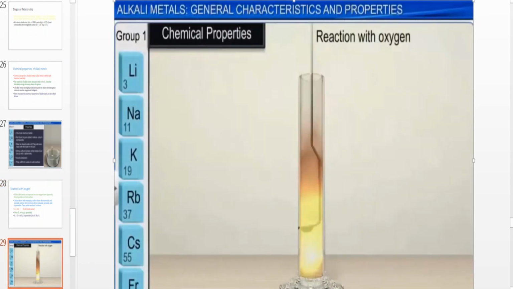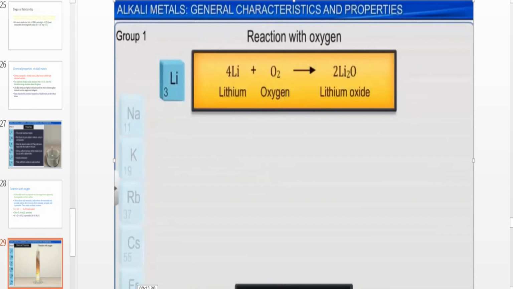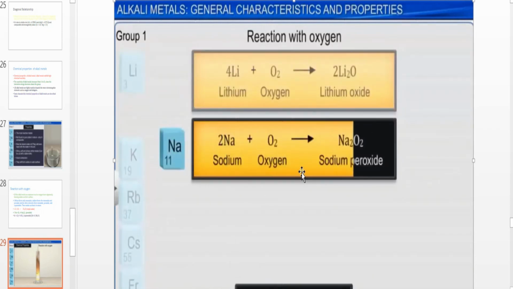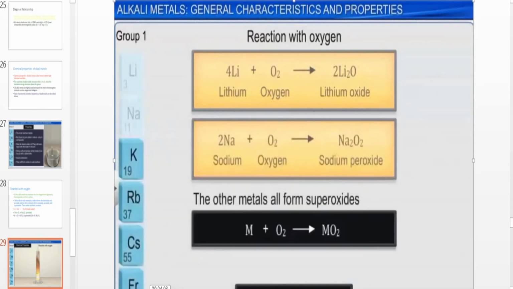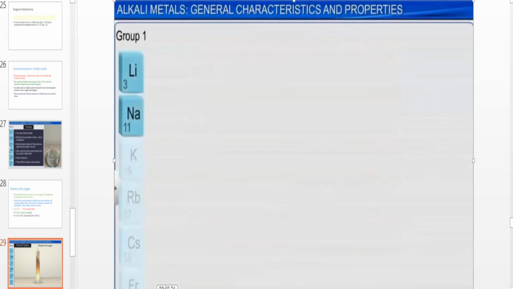Look at this chemical property. See how these elements readily react with oxygen when exposed to air. Lithium reacts violently with oxygen to form lithium monoxide. Next, sodium reacts with oxygen to give sodium peroxide. What's the formula? Na2O2. But other elements like potassium, rubidium, cesium can form their superoxides.